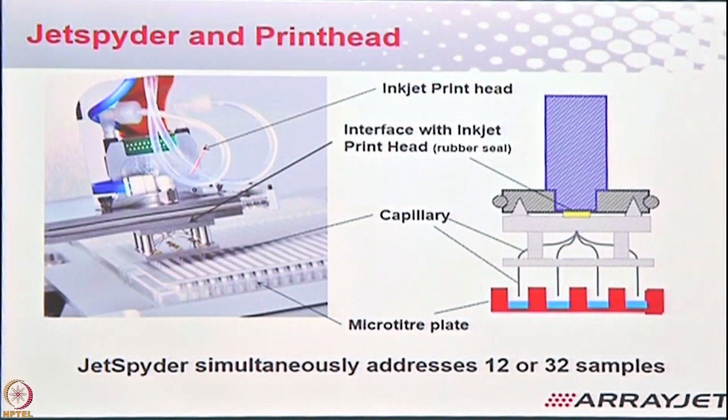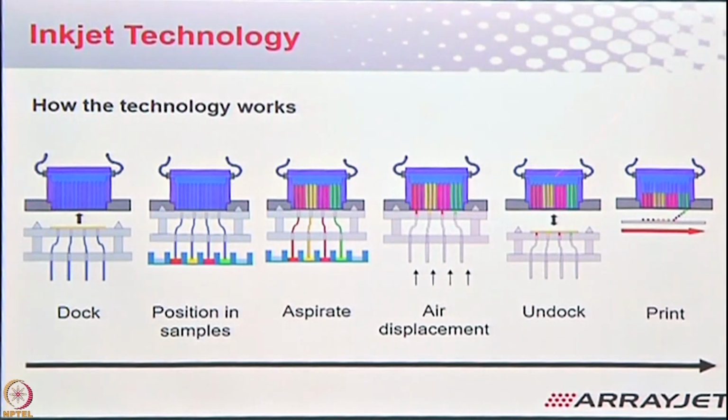Again, this is the print head, this is the jet spider, and this is the source plate. What happens is the sample gets aspirated upwards, goes inside the print head, and it just prints. That's the printing. This is the connection between the print head and the jet spider, and it prints.